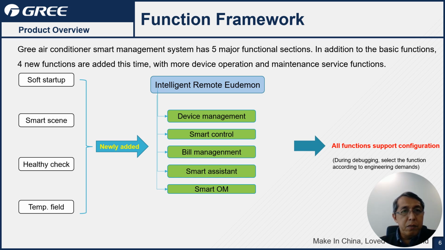GRI Air Conditioner Smart Management System has 5 major functional sections. In addition to the basic function, 4 new functions are added this time, with more device operations and maintenance service function.